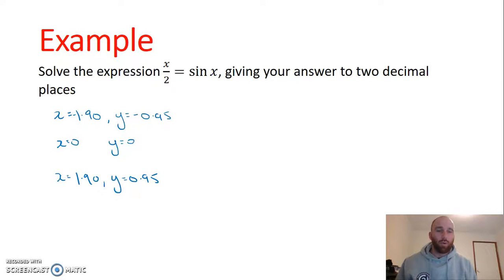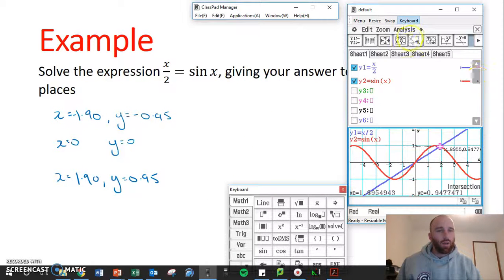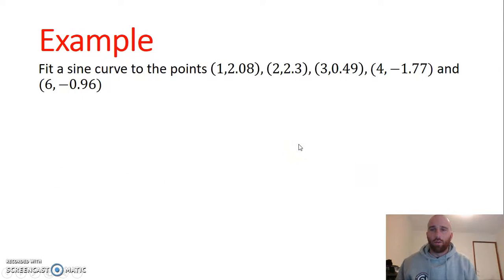Reasonably straightforward. We can easily see those points within the graph, and we're just using our GSolve section to find those solutions. As we move on to the next question, we need to fit a sine curve to the points: 1, 2.08; 2, 2.3; 3, 0.94; 4, negative 1.77; and 6, negative 0.96.